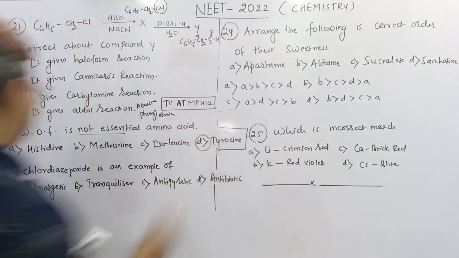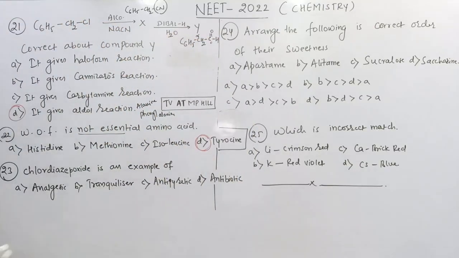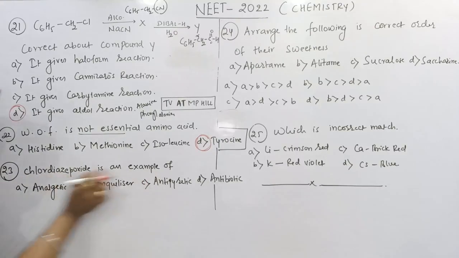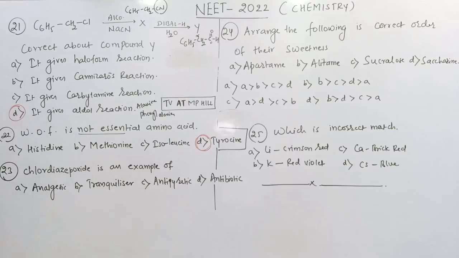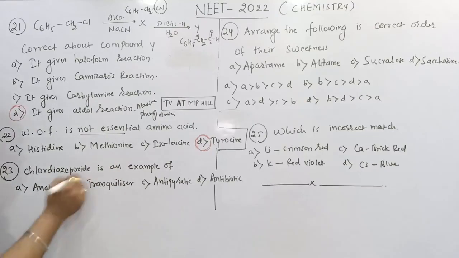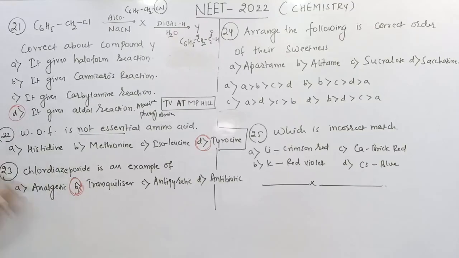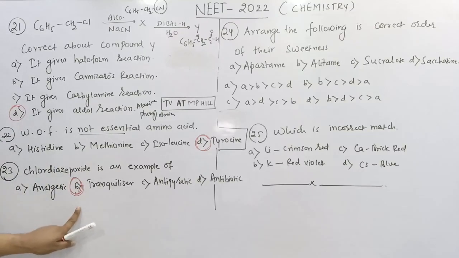Right? Question number 23. Beta, here: chlordiazepoxide is an example of. See, chlordiazepoxide is an example of. Beta, it is directly given in our NCERT that it comes under the tranquilizers. Right, beta? It will come under the tranquilizer.